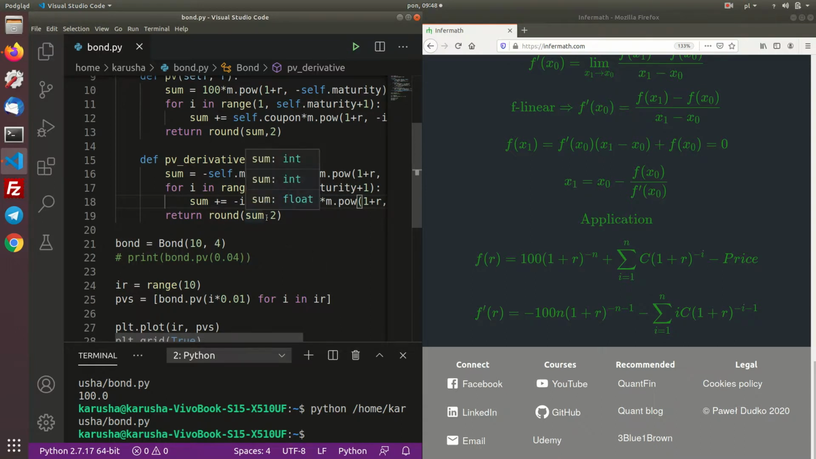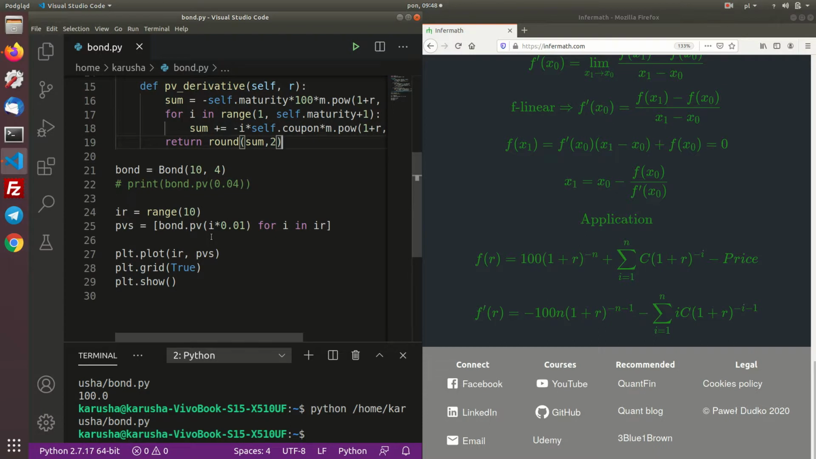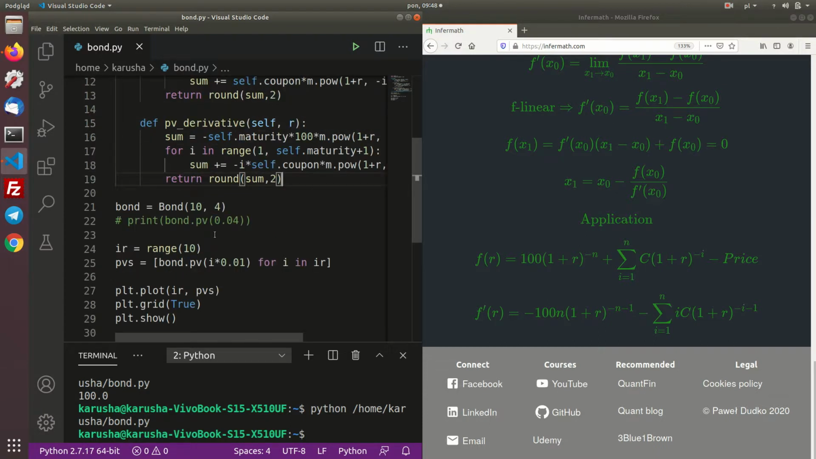Notice that this derivative will be the same for the present value function as well as present value minus price, because the price is not dependent on interest rate, so it is a constant. So if we take a derivative, this term will disappear. Okay, so now let's see graphically how this Newton-Raphson method would work. So what we want to do is take a point on the graph. Let's say that we start from 0 as our initial starting point, our guess for the root.